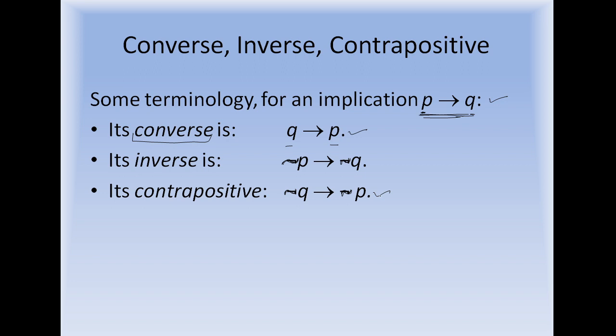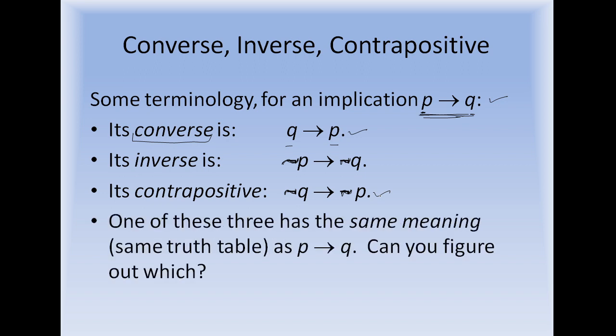Let me repeat this again. If the statement is P implies Q, then the converse of the statement is Q implies P. Inverse of the statement is negation of P implies negation of Q. And contrapositive of the statement is negation of Q implies negation of P.